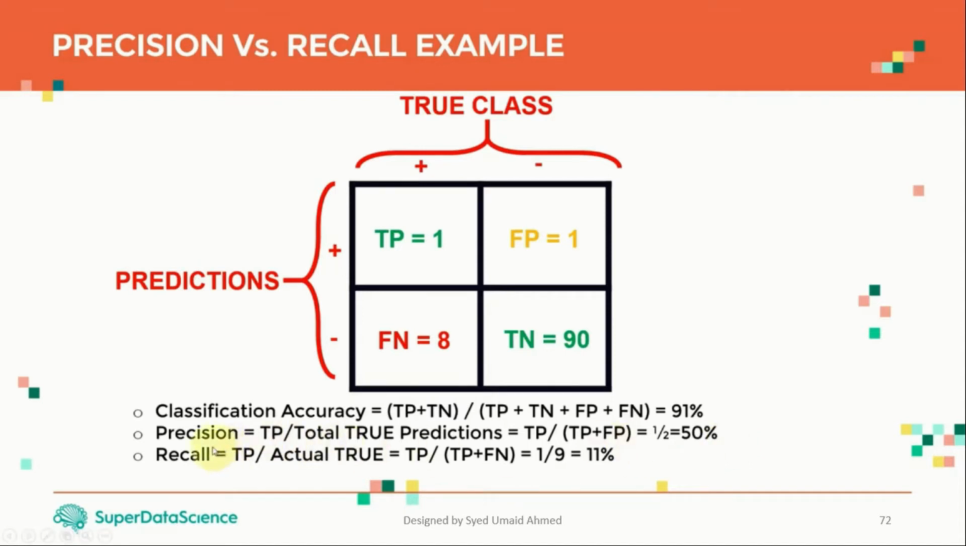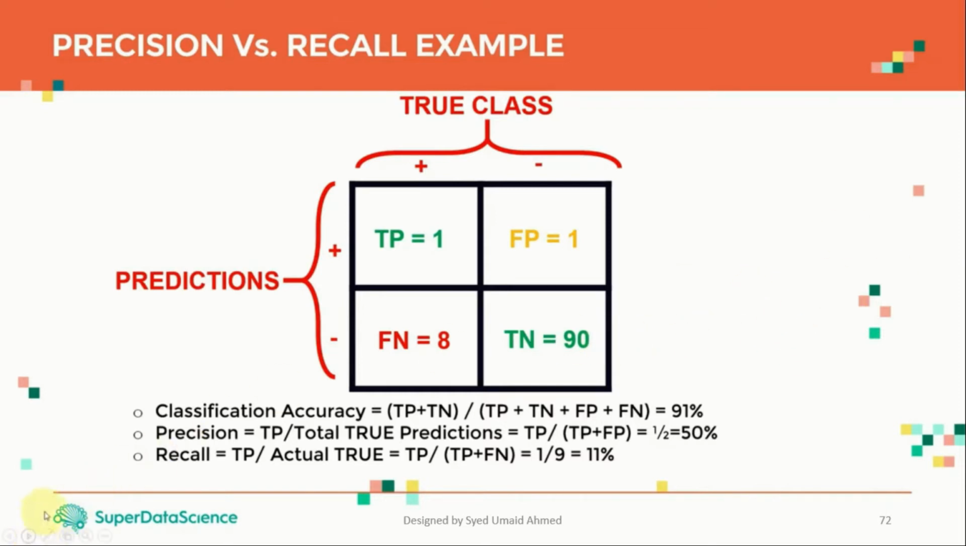When I say precision, that means when the model said that the class was positive, how many times was it actually right? You will find that the model said there were only 2 positive cases, and the precision was only 50%. So it only got it 50% right, which is terrible.